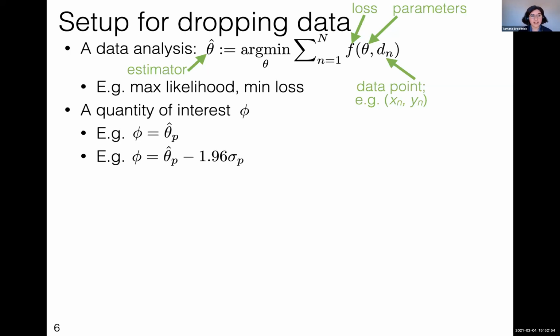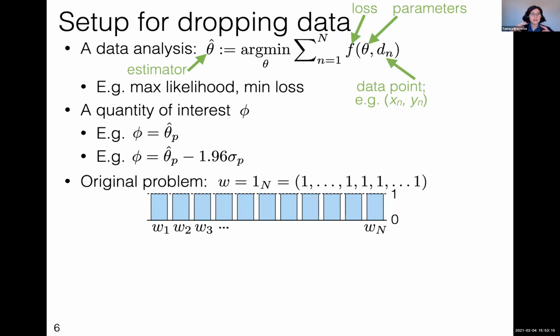Now, you might be interested not just in theta hat on its own, but you might be interested in saying something about significance, in which case you would actually look at your quantity of interest as being theta p plus or minus 2 standard errors, potentially. Or you might have some other quantity of interest. But this is the thing that you're going to use to make your decision.